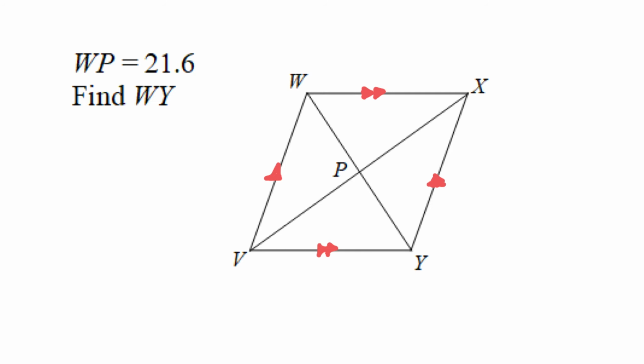And this is just the contrast to that. This one we are given, again, WP is equal to PY. So if WP is equal to 21.6, and then it asks me for WY, long segment, we know that this one is going to be 21.6, or we could just double our value there. Whichever way we choose to do it, we're going to end up with 43.2 for the measure of line segment YW.